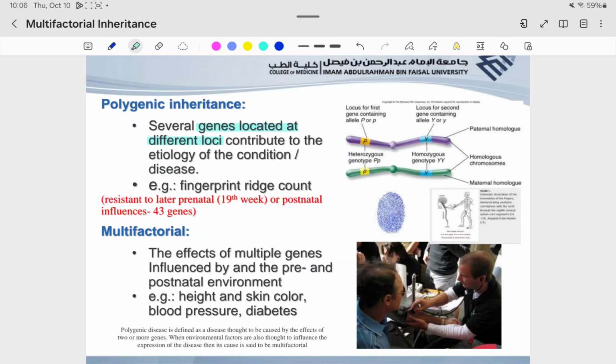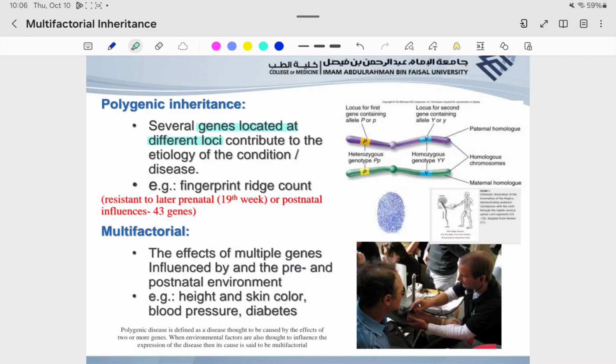I think that is the only example which I can say is purely polygenic. I don't think there is a polygenic disease which does not have an environmental effect. But let's accept that this is polygenic.